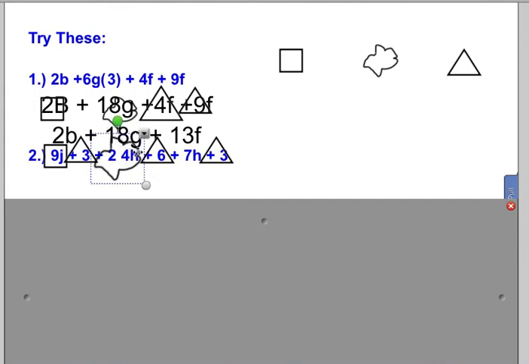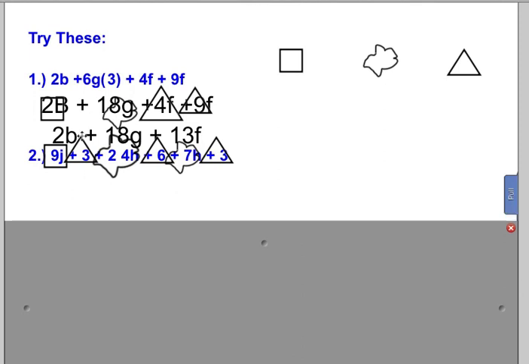And remember, you want to get the sign in there. And I have a plus 7h. So the next step now is to combine all of my shapes. I only have one square here, so 9j stays as it is. Then I combine my triangles. I have 3 plus 6 plus 3. So I have 12 as my constant, plus 12.